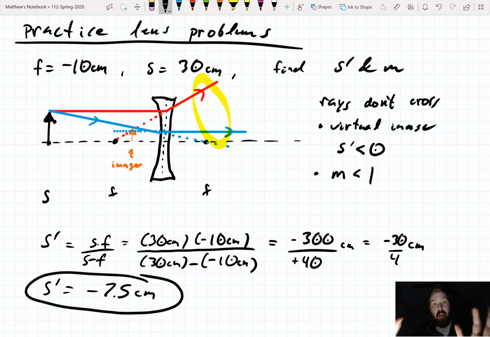Look at what the math just told us. This is amazing. Minus sign, minus sign: we got a virtual image. Our diagram agreed with that. Minus 7.5. If the focal length is 10 centimeters, our virtual image better be a distance less than 10 away. And our math says it's less than 10 away. So our math is agreeing with our pictures. Our physics is consistent.